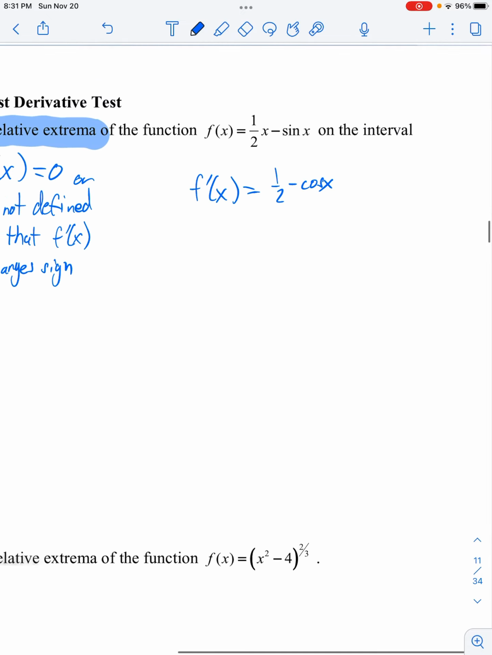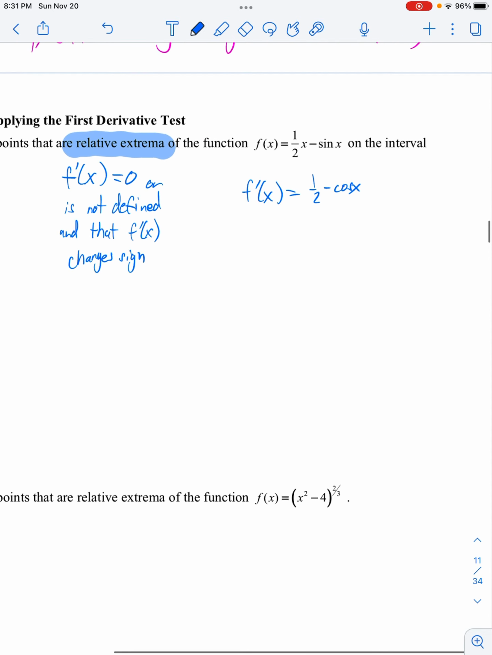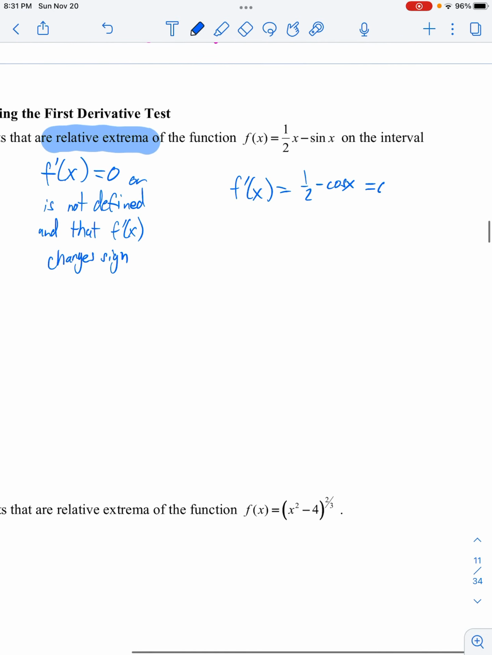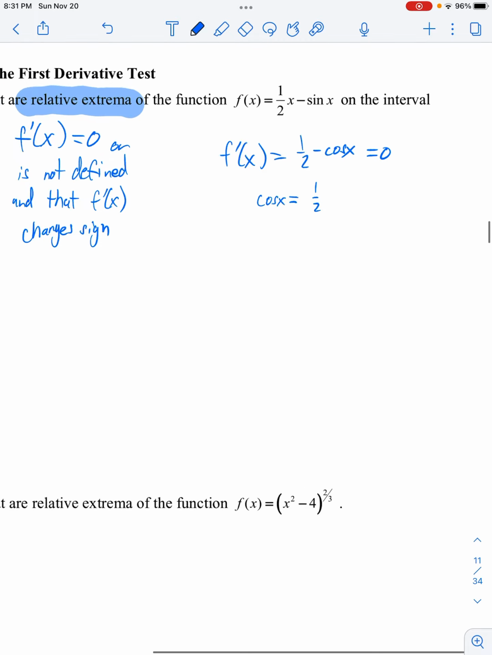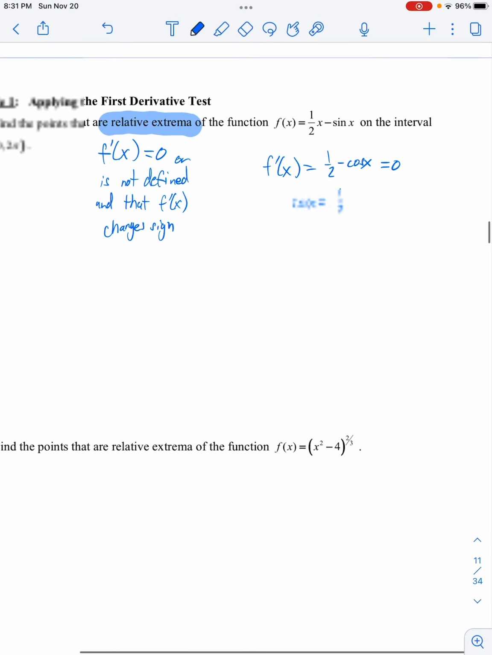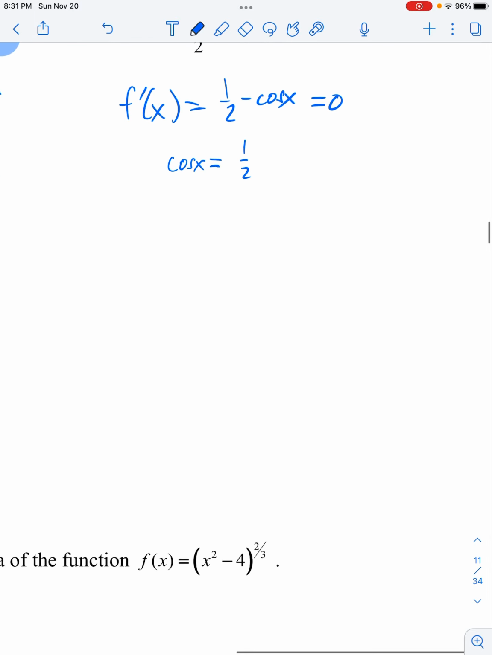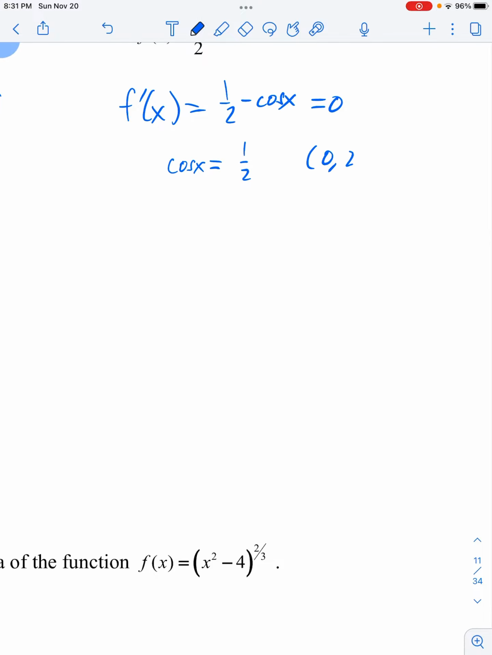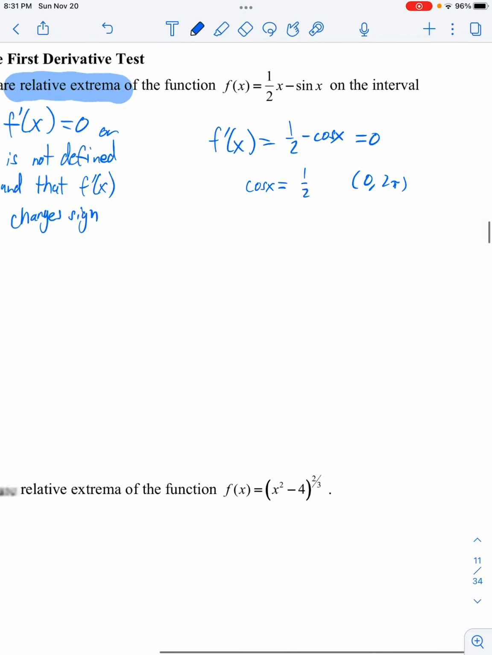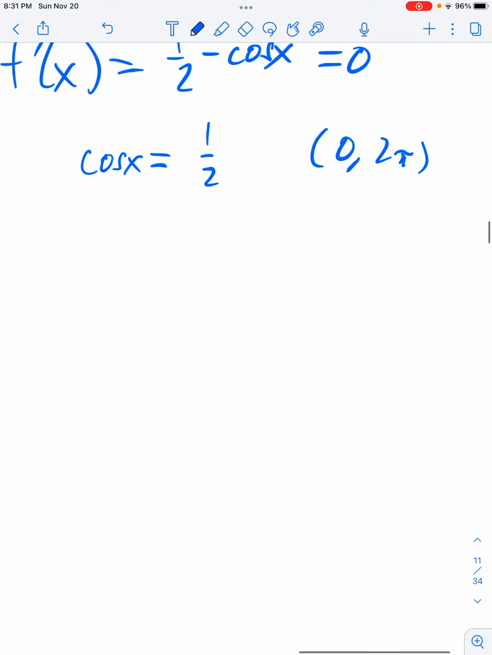Sweet. So that's f prime, okay? And what we need to do is set it equal to 0 or undefined. So that's going to be cosine x equals 1/2. We want all the x's between 0 and 2 pi, exclusive, such that cosine x equals 1/2.